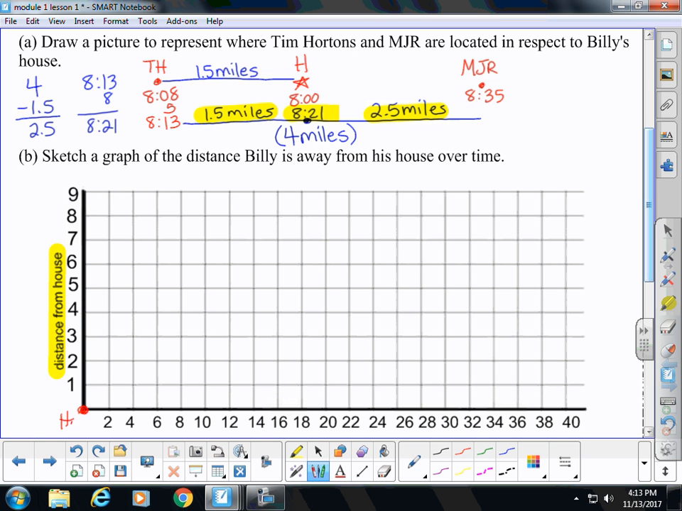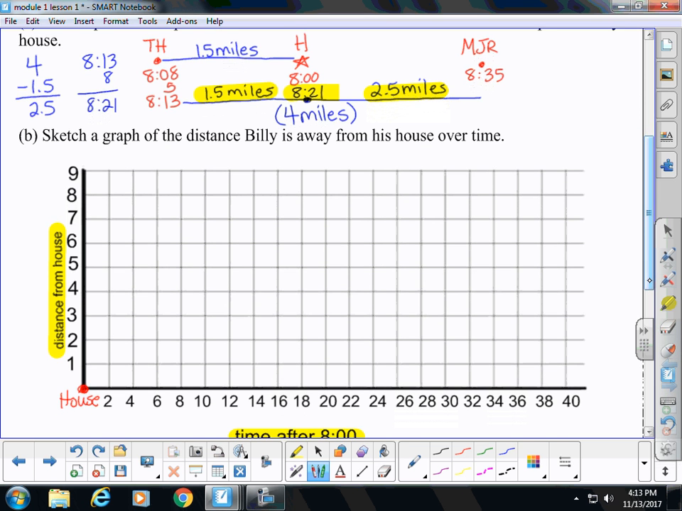So this is his house at 8. And he's going to travel now 1.5 miles to get to Tim Hortons. He ends up there at 8:08. So I'm going to go down to 8:08, so 8 on the x-axis, and 1.5 up for 1.5 miles away from his house. That goes with an ascending line. So that's going to be Tim Hortons, 8:08, and he's 1.5 miles away.